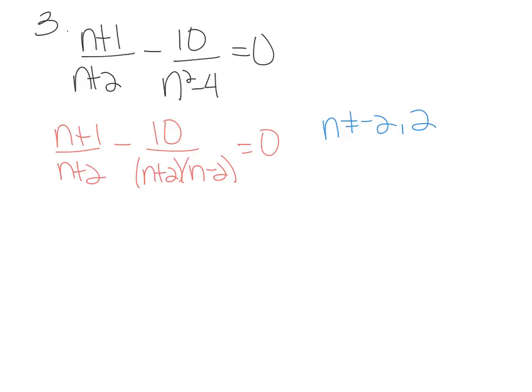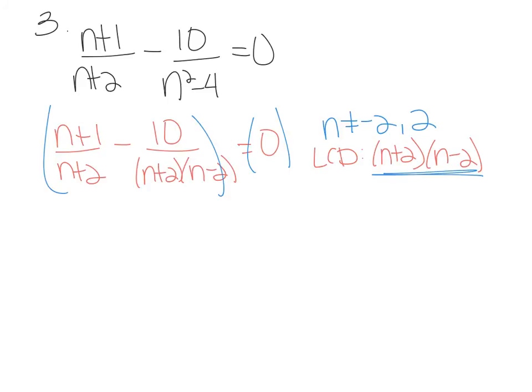Next, let's look for the least common denominator. So if I look at that first fraction, to make that first fraction go away, I need to multiply by n plus 2. So I know n plus 2 is going to be part of my least common denominator. This second fraction, I would need to multiply by n plus 2 times n minus 2. Notice I already have the n plus 2. I only need the n minus 2. I don't have to repeat the n plus 2. It's unnecessary. So, just like before, we're going to multiply both sides of the equation by this least common denominator.